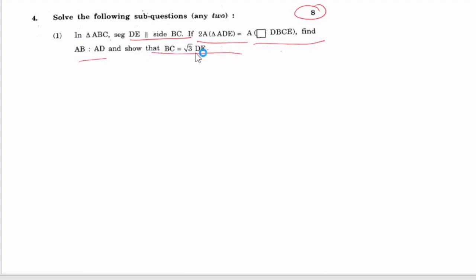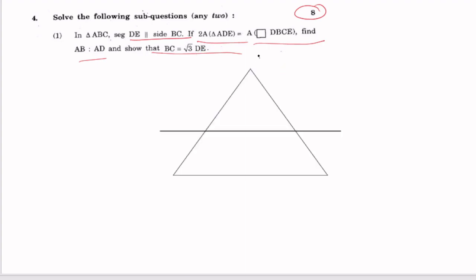The moment you read the question, you will not understand anything because you don't have any base. What you have to do? Start drawing the diagram. I've drawn one triangle, let's say A, B, and C, and DE is parallel to BC. So what is given here? It says that twice the area of triangle ADE is equal to this particular trapezium.